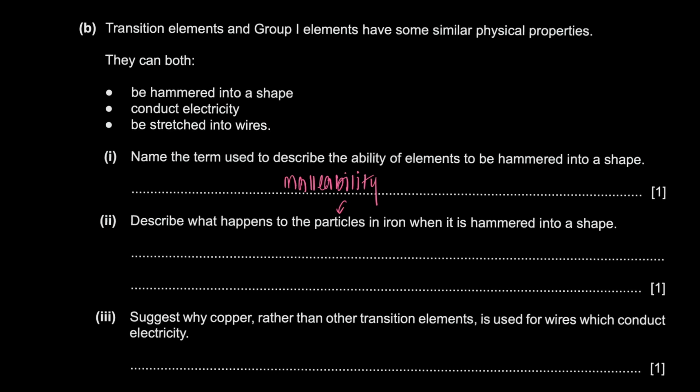Describe what happens to the particles in iron when it is hammered into shape. So when you hit them, they realign, right? They slide over each other and the cloud realigns. So it's a 1 mark, so the ions slide over each other.